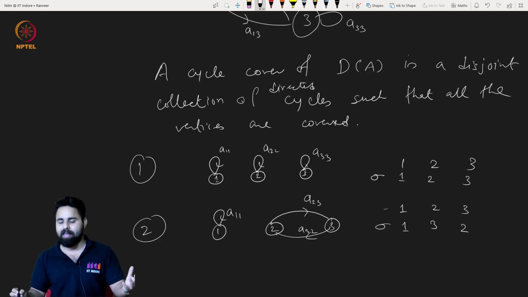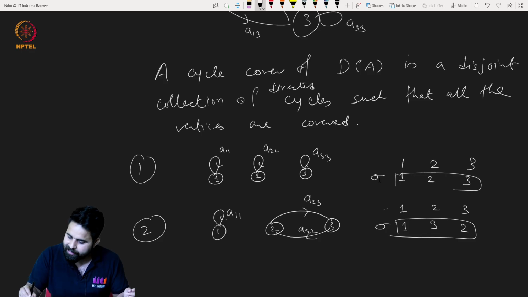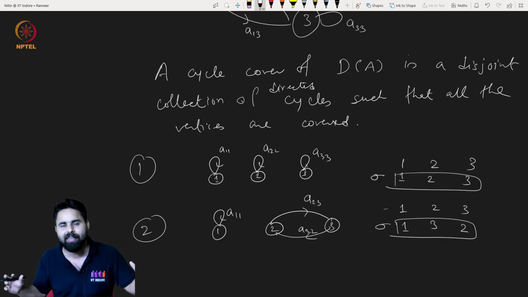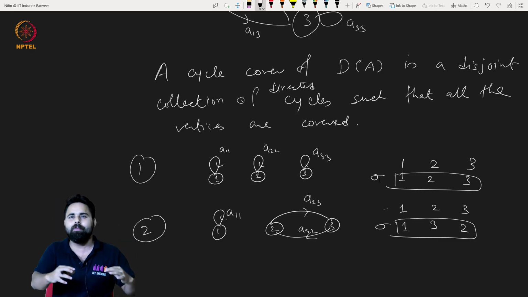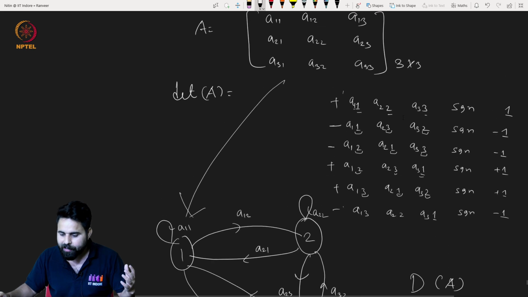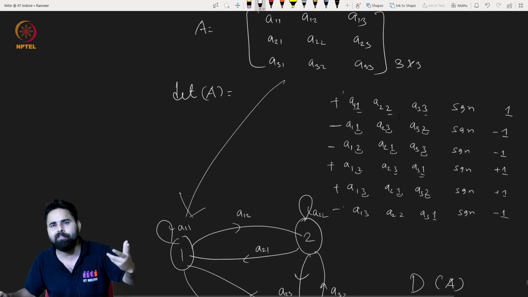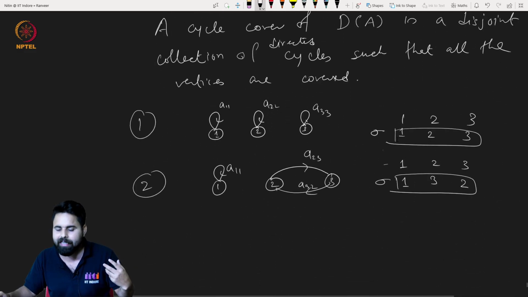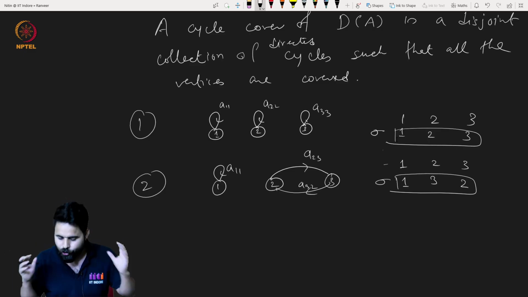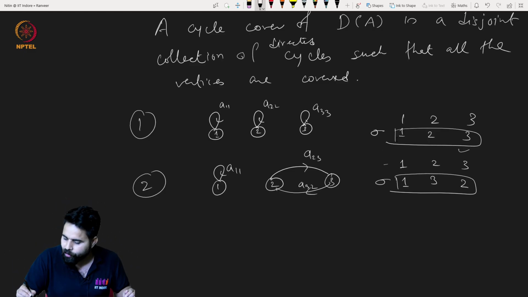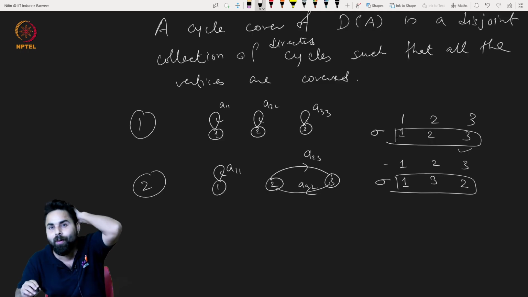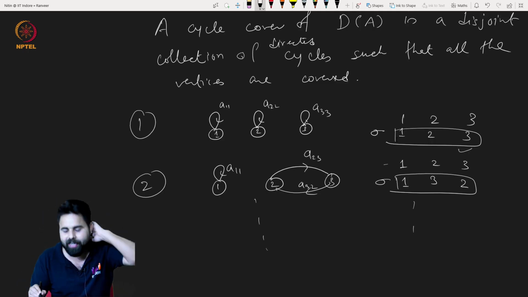So you will see that with each permutation there is a cycle cover, so there is a 1-to-1 correspondence. The number of cycle covers will be the same as the number of non-zero permutations. By a non-zero permutation I mean that if the product term is 0, then we can call it a zero permutation. Whatever the number of non-zero permutations, that many cycle covers will be there, in 1-to-1 correspondence. By knowing the permutation, you know the cycle cover, and by knowing the cycle cover, you know the permutation. Similarly you can write down the others.